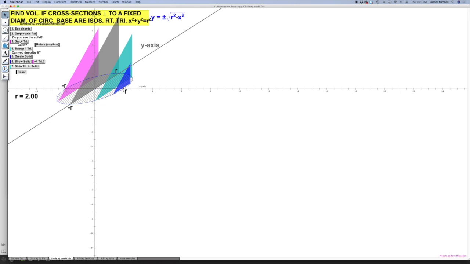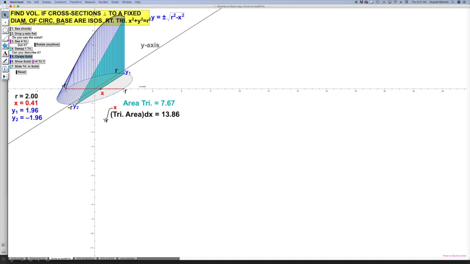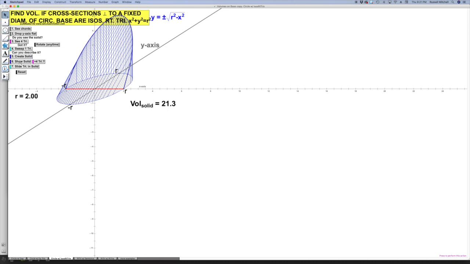Then there are four of the isosceles right triangles, just four random representatives of them. We can sweep this. We sweep across, starting to create these isosceles right triangles over here at negative r, and we're going to stop making them here at r. And this is what the solid would look like as you go across. Then we're going to show the solid. That's what the solid looks like. And there are four of those isosceles right triangles.